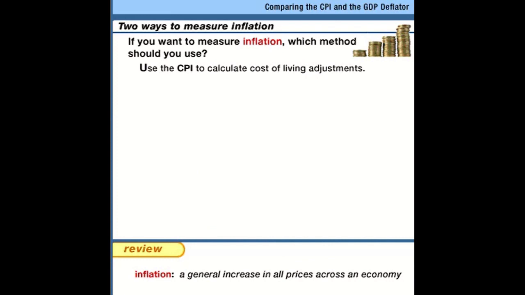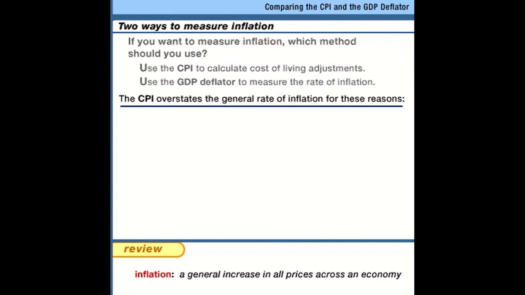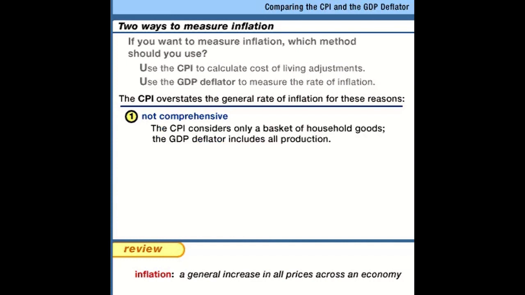The Consumer Price Index overstates the overall rate of inflation for several reasons. Let's consider for a moment some of the things that cause the Consumer Price Index not to be representative of the general rate of inflation in the economy. The first problem with the Consumer Price Index is that it's not a comprehensive measure of price changes. That is, it considers only the bundle of goods and services that households typically buy. The GDP deflator, on the other hand, is a broader measure that includes all kinds of goods and services produced in the economy, and is therefore probably a better measure when you really want to know about inflation.